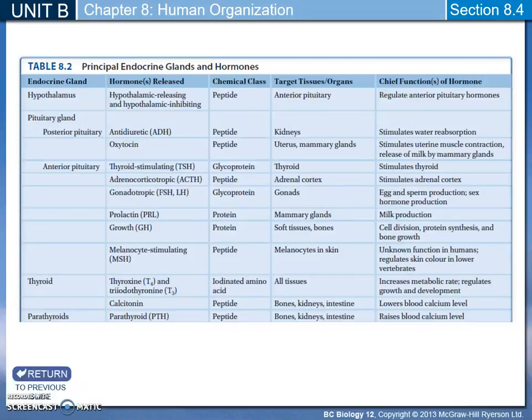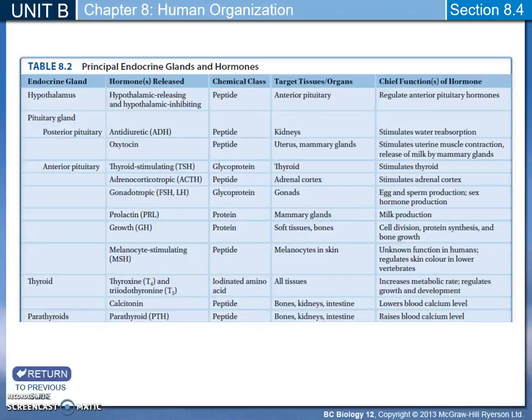the names of the glands, the hormones that they release, and the chemical class of them, and their target tissue, and their function. Some of them we have looked at before, and so several of them will be familiar to you, but there's really no shortcut to learning all of these.